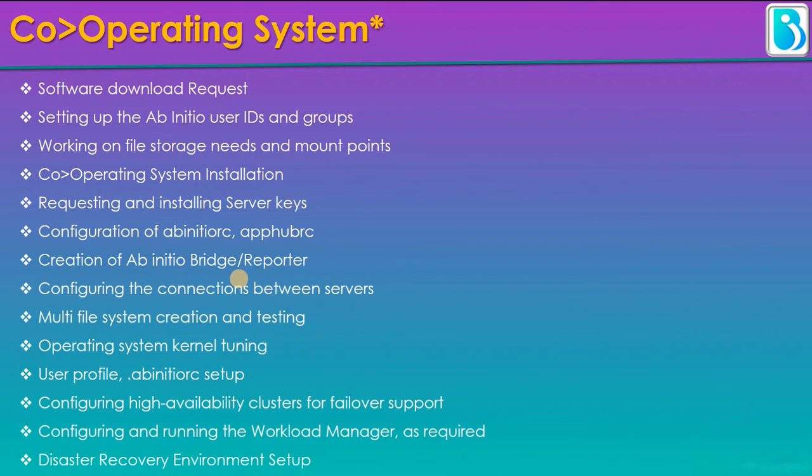And operating system kernel tunings. Ab Initio recommends doing some fine tunings at the OS kernel level in order to improve the performance of the co-operating system and Ab Initio tools. What are those kernel tunings? I will be explaining. And how do we set up the user profile and .abinitiorc profile for each and every user and application ID? What are the entries we need to add to .profile and .abinitiorc in order to work with Ab Initio? That topic will be covered in a detailed way.